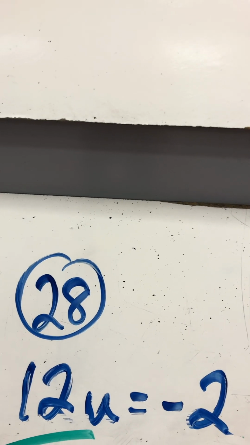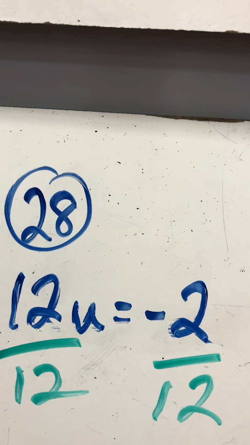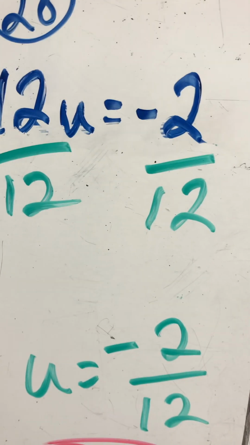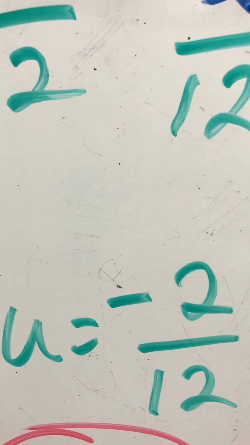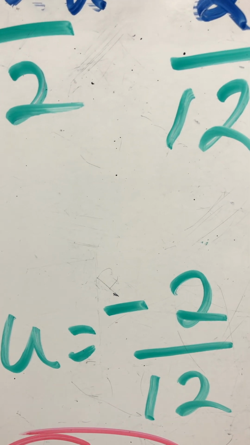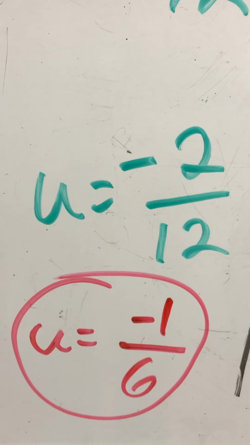What do you do here? This is times 12. How do you get rid of times 12? Divide 12. Oh, but wait a minute. I'm not done because I can simplify. What number goes into both 2 and 12? 2. 2 goes into 2 once. 2 goes into 12 6 times. Negative 1 over 6.